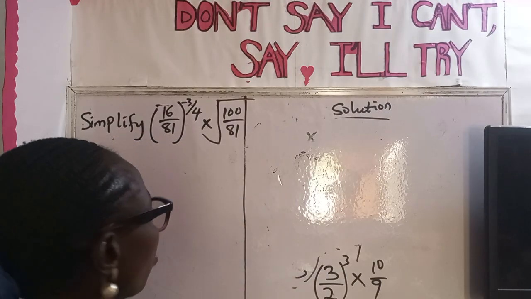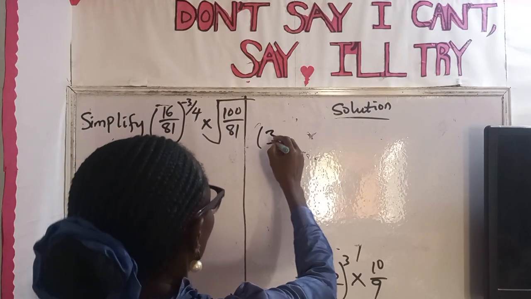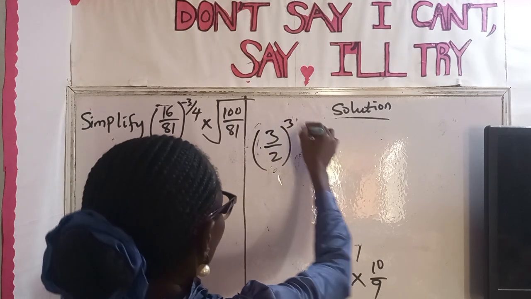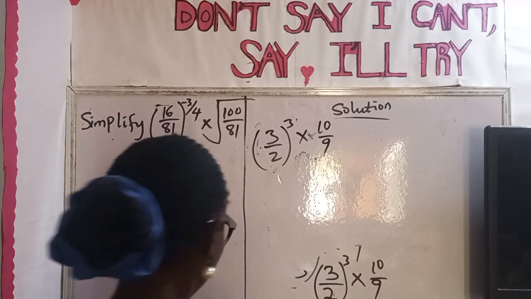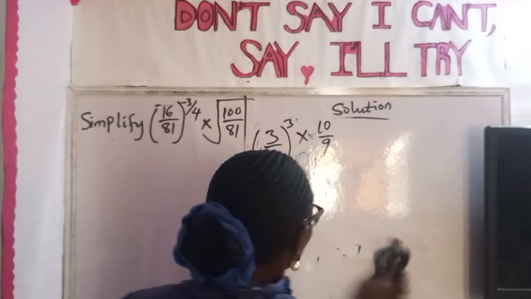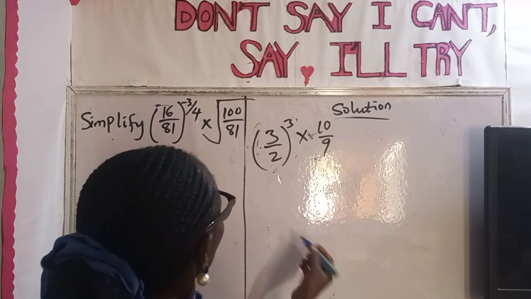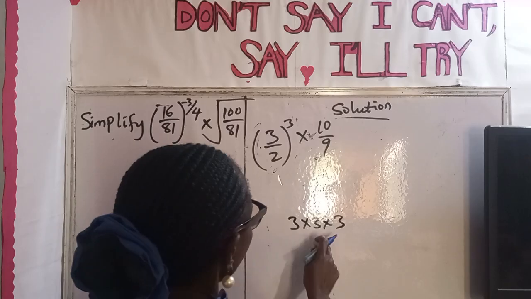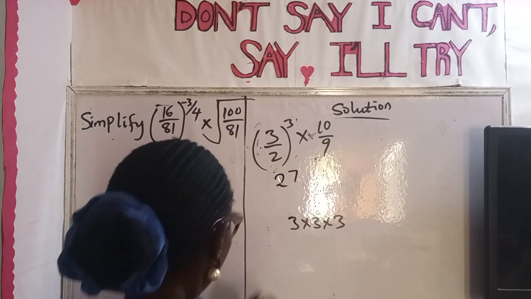So we have (3/2) raised to the power of 3, times 10/9. 3 raised to the power of 3 is what? 3 times 3 times 3. 3 times 3 is 9. 9 times 3 is 27.